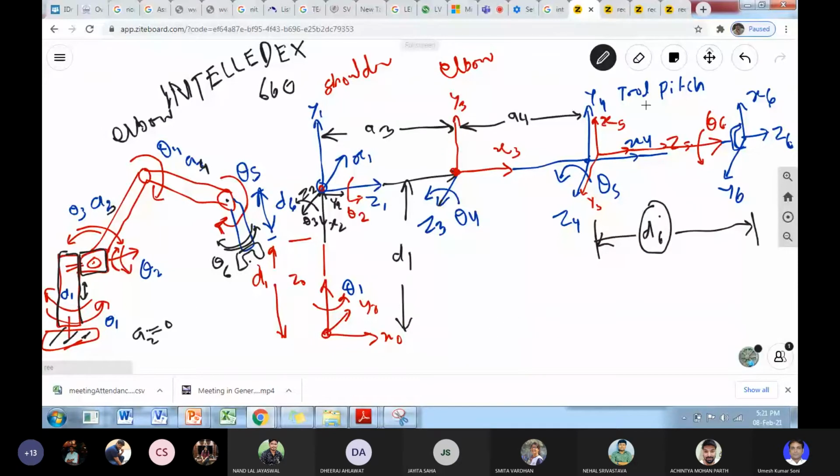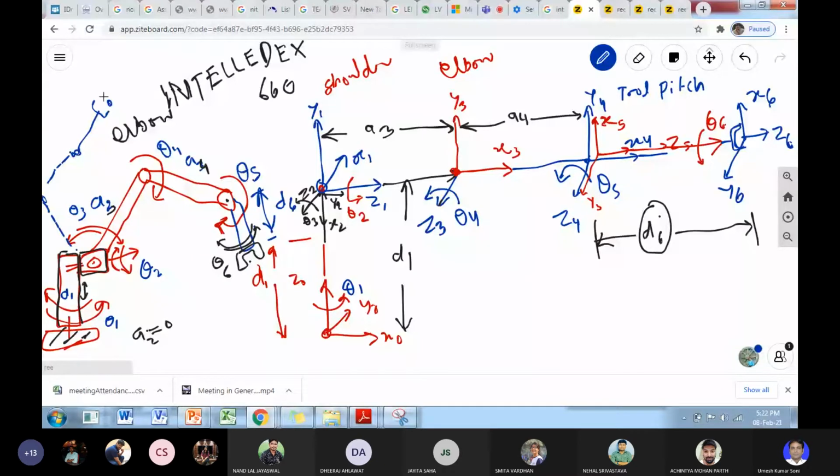Suppose any position is there. Suppose the object is here. So what will happen? This will rotate with some angle, and this will take the position like this, and this will take the position like this. Also the position will be some position like this. So it can vary its position. Theta 3, theta 4, theta 5 can change.